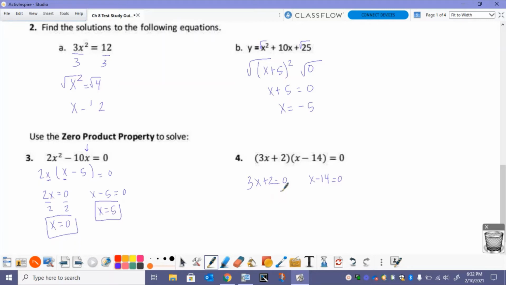Okay, so 3x plus 2, we're going to start by subtracting that 2. So we get 3x equals negative 2. And then we divide by 3, so we get x equals negative 2/3. For x minus 14, all we have to do is add that 14 to the other side. So we get x equals positive 14. Okay?